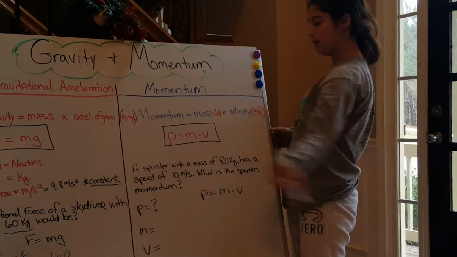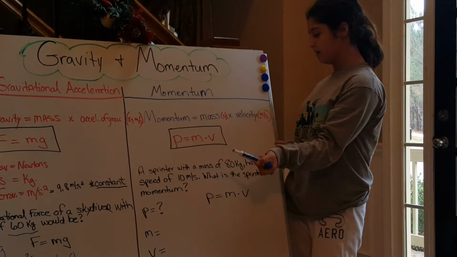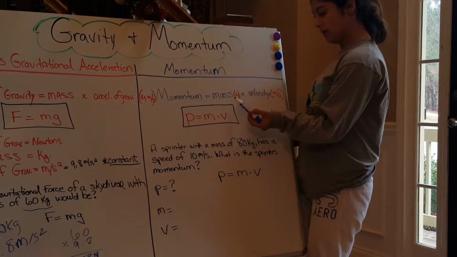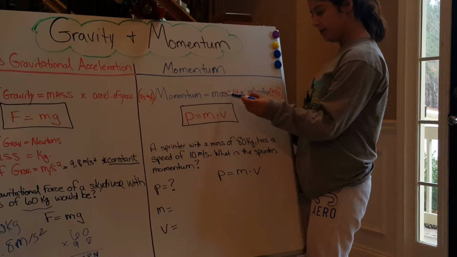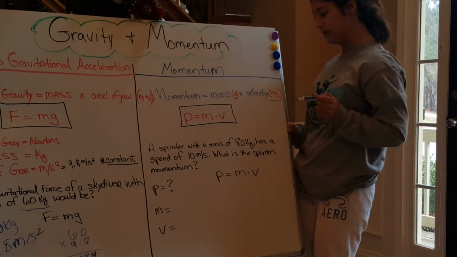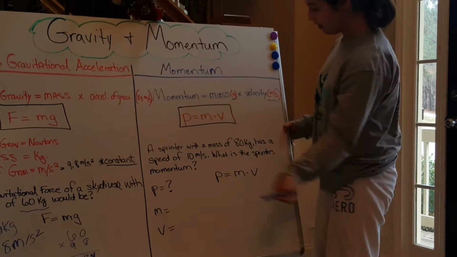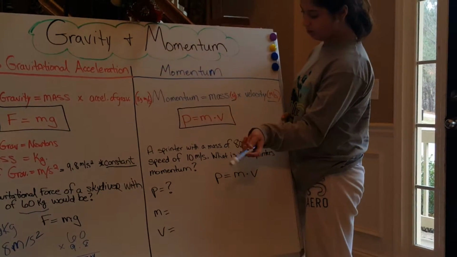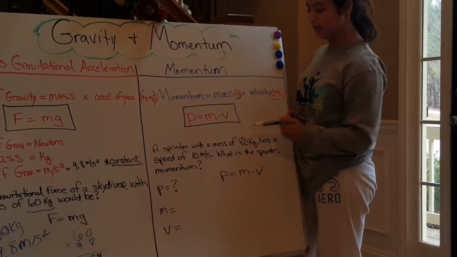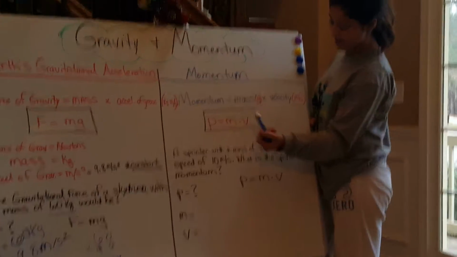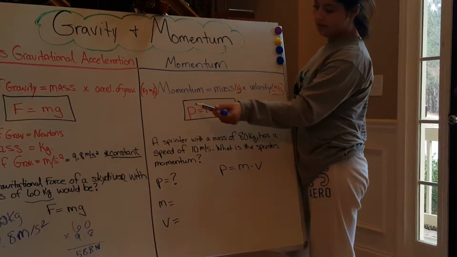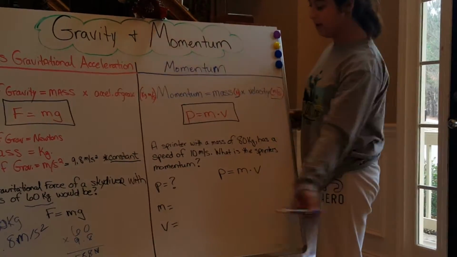So your equation is momentum equals mass times your velocity. As you can see up here, your mass is in kilograms and your velocity is meters per second. Then our actual equation is P equals mv. Sometimes people get this mixed up with the m, thinking m equals m times v, but because mass is m, they had placed the P instead of the m.